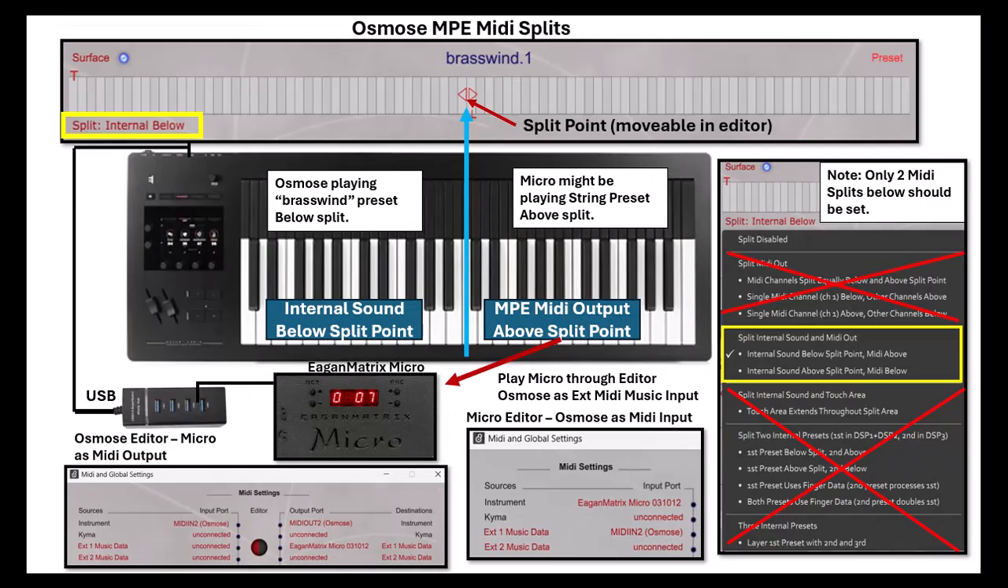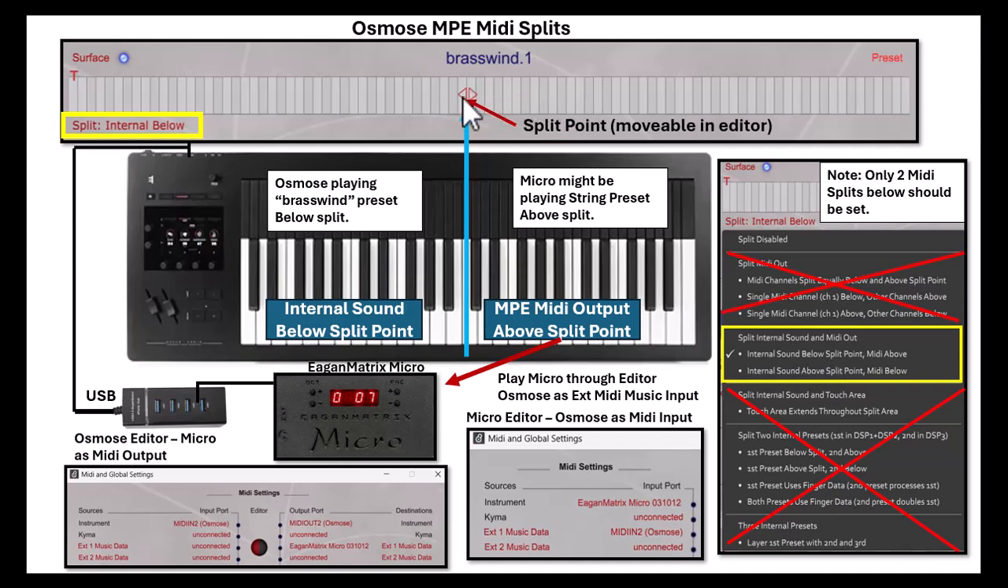Let's end with a few use cases. Here's an option that you can set in the editor, a MIDI split. There's a lot of split options that are still available in the editor. They really were intended to be deleted, but they're still there. The only two options you want to use in terms of a split are these two in the middle here. Split internal sound and MIDI out. This will allow you to select a split point that you can set in your editor.